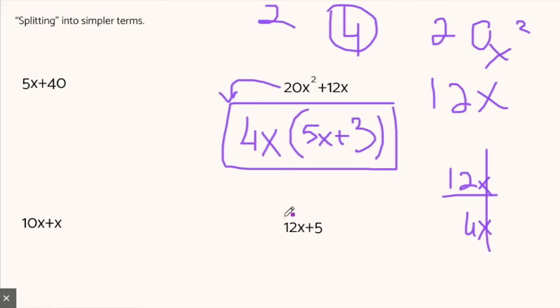And for the last one, 12x plus 5, as you can see, only one of them has x, 5 doesn't. And 12 and 5 don't share a number we can divide both by, except for 1, but that wouldn't be effective. So this is the simplest form we can write this in.